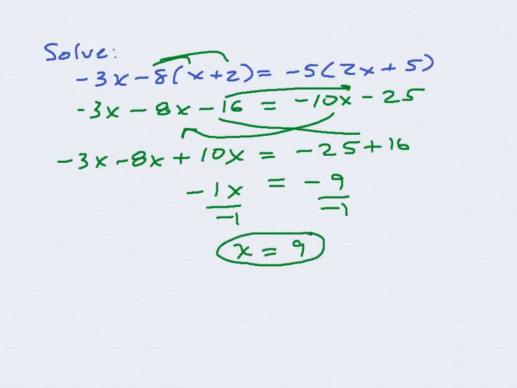And that's the solution. You can go back and substitute the 9 in if you want to and prove that the left side equals the right side. But the answer is 9.